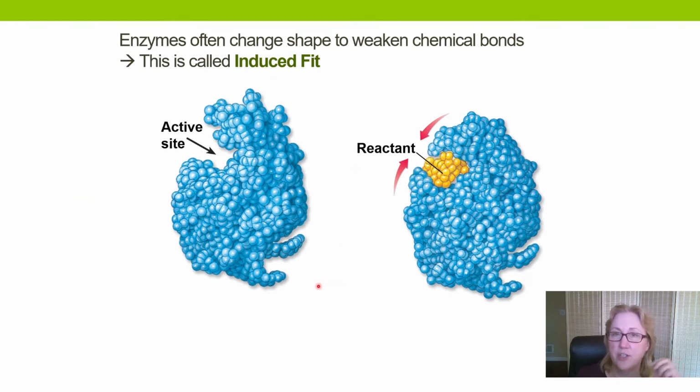Enzymes often change their shape. This is called induced fit. So when the target molecule binds to the active site, the enzyme changes shape in order to destabilize the bonds. It changes its own shape and it changes the shape of the reactant so that the targeted bond is weakened by that shape change.